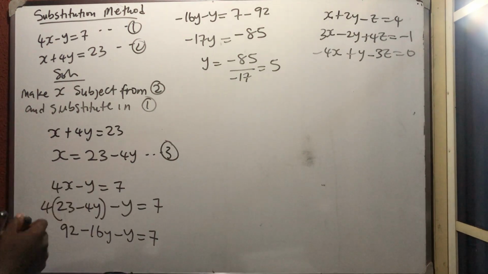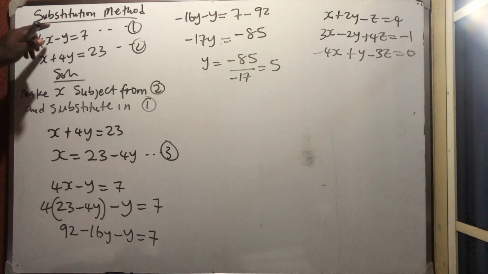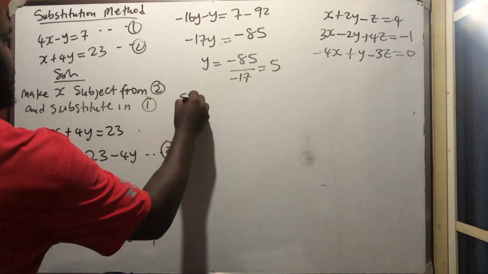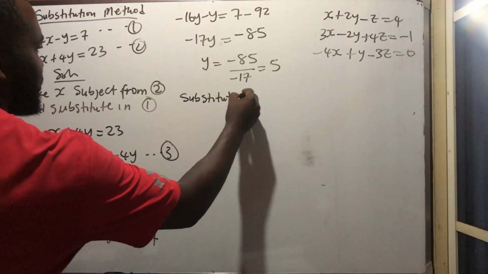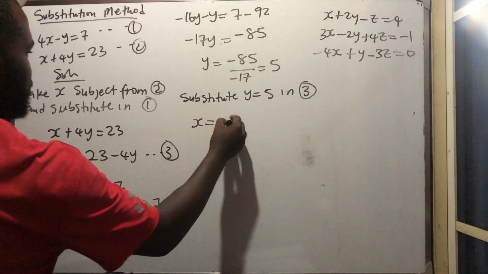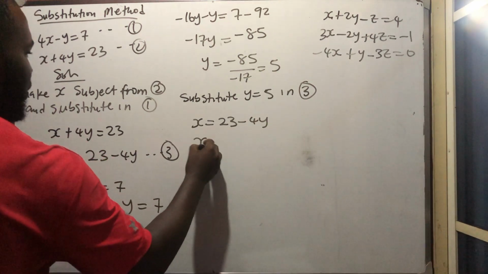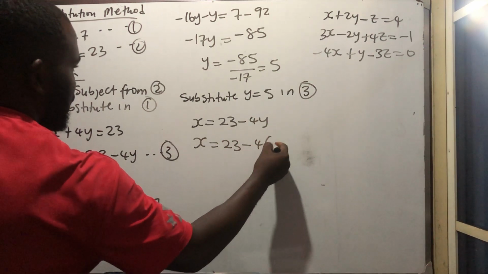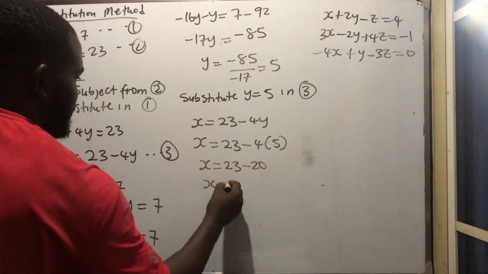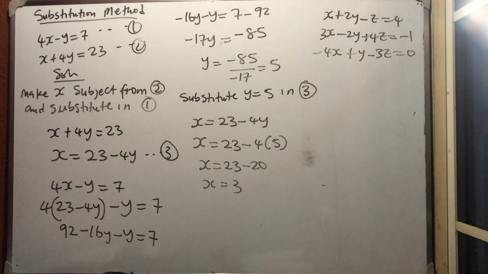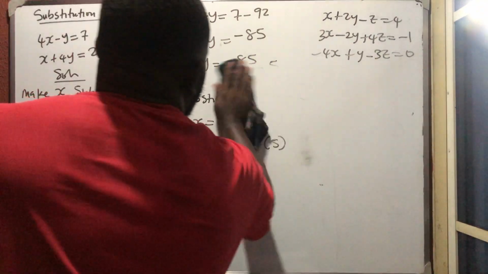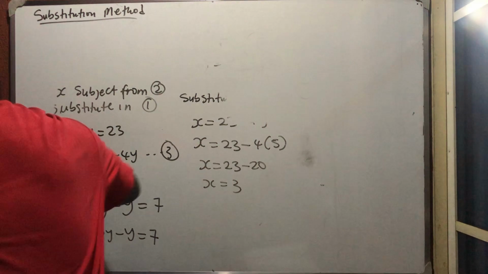That y is 5. Immediately you have gotten y is 5, substitute it in either equation 1, equation 2, or equation 3. But the easiest one is equation 3. Substitute y equal to 5 in equation 3. My equation 3 said x is equal to 23 minus 4y. So x is equal to 23 minus 4 times 5, so x is equal to 23 minus 20. So x is equal to 3. You see, as simple as that. That is the substitution method for you. So let us solve 2 more questions on substitution method, and then we are good to go.